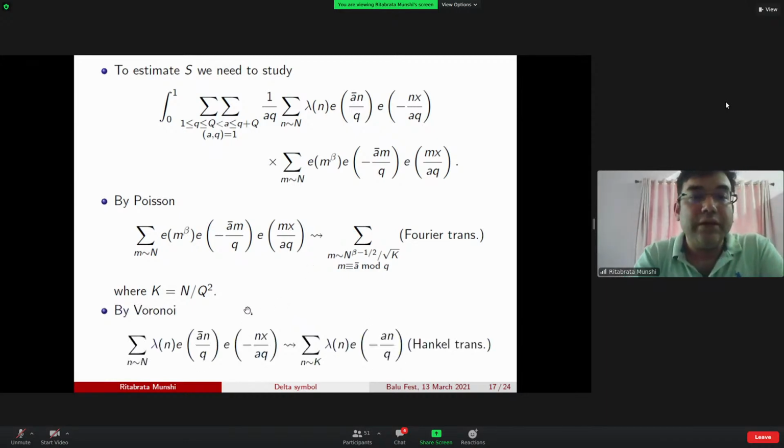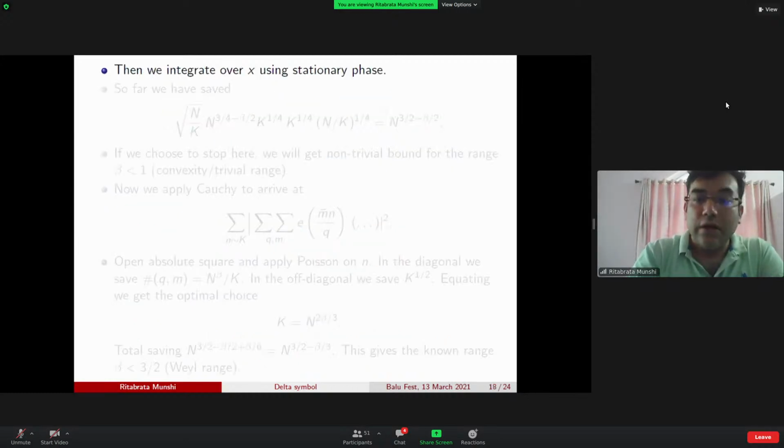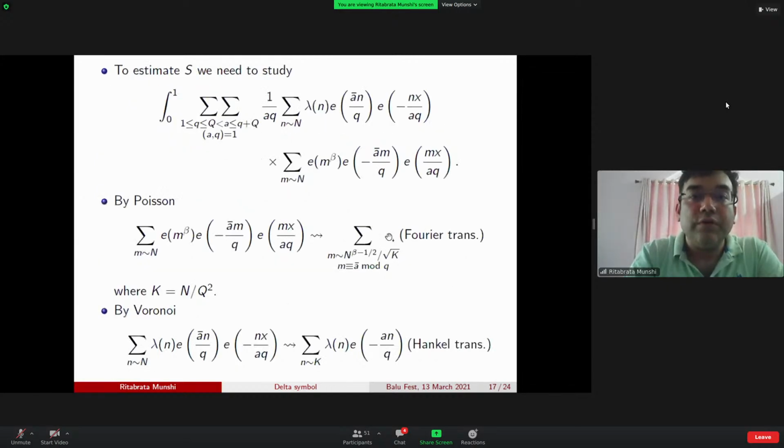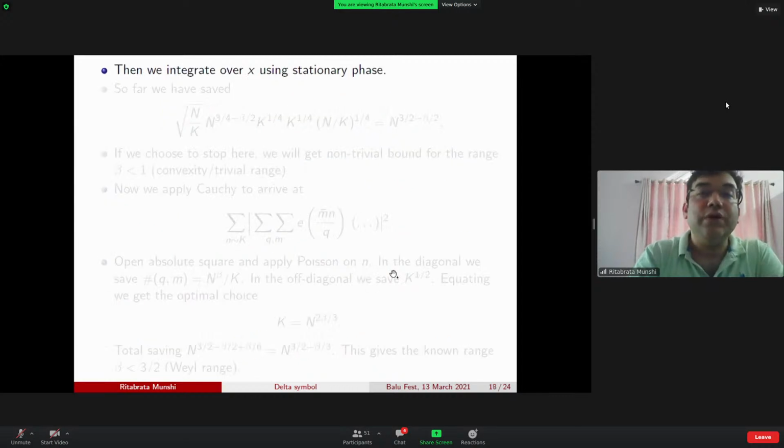We also apply the GL2 Voronoi summation formula to the n sum, and that transforms this to this. So again, a bar becomes minus a bar by nq. And here we have a Hankel transform of this analytic function. So far we have saved this much. This is how much you save from the Poisson, and in the Voronoi you save square root of n by square root of k. There is a congruence modulo q, so you have to take care of this.